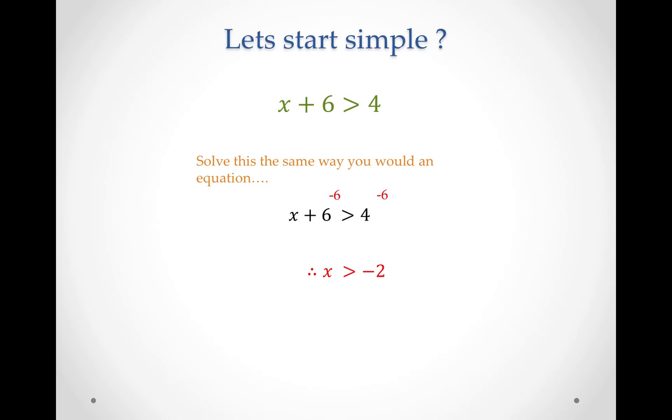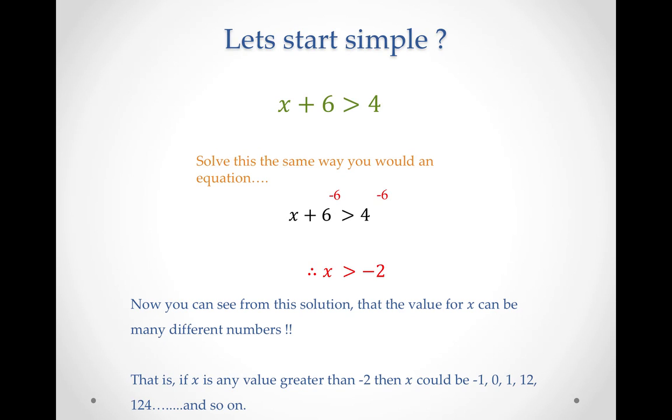If we did this, you would be left with x by itself on the left-hand side, and minus 2 on the right-hand side. And the inequality sign wouldn't change. So our final solution would be x is greater than minus 2.